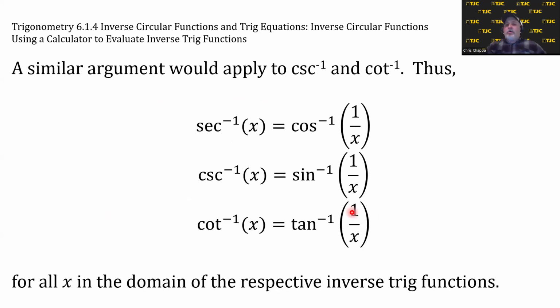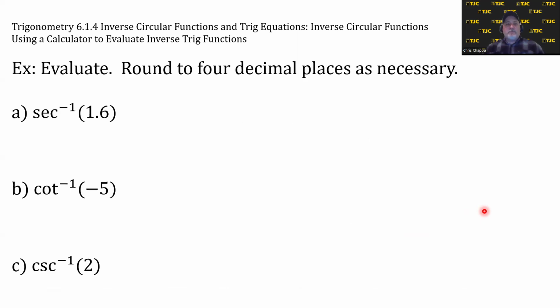A similar argument would apply to cosecant inverse and cotangent inverse. Thus, secant inverse of x equals cosine inverse of 1 over x, cosecant inverse of x equals sine inverse of 1 over x, and cotangent inverse of x equals tangent inverse of 1 over x for all x in the domain of the respective inverse trig functions. So for example, let's evaluate some inverse trig functions, not sine, cosine, or tangent. And we're going to round to 4 decimal places as necessary.